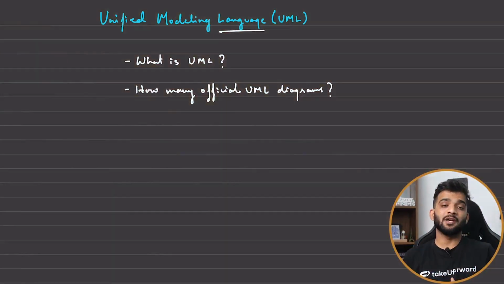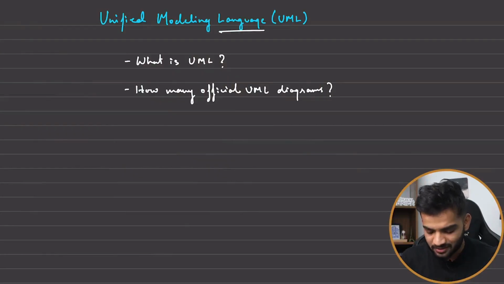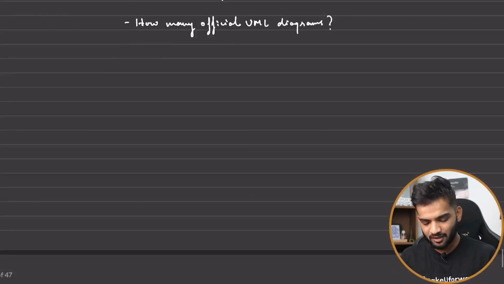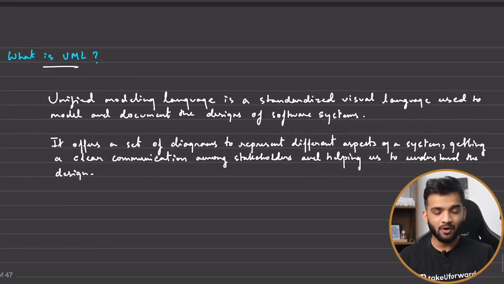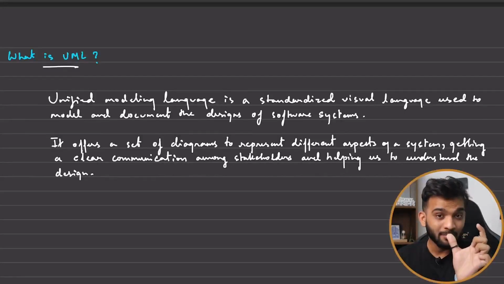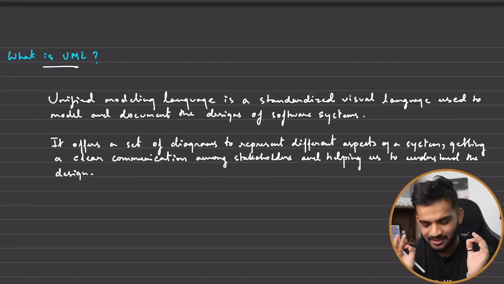So the topic for this particular video will be Unified Modeling Language, or more commonly known as UML. First of all, let's understand what is UML. UML stands for Unified Modeling Language. Unified means a single kind of language across systems. Now let's understand the definition.